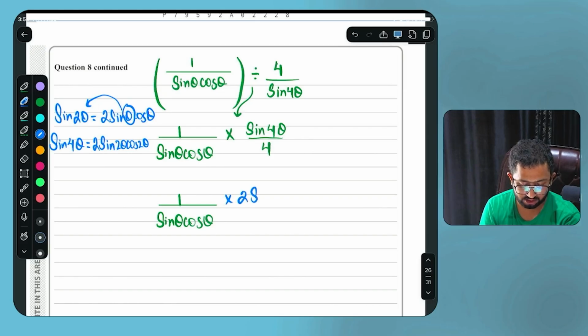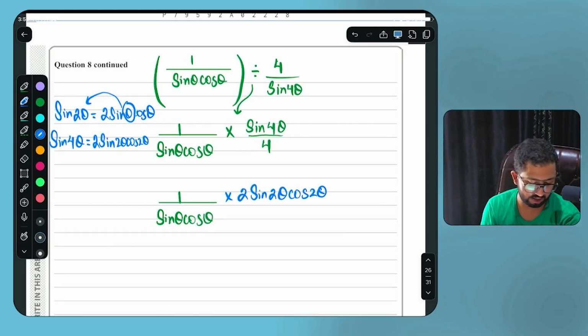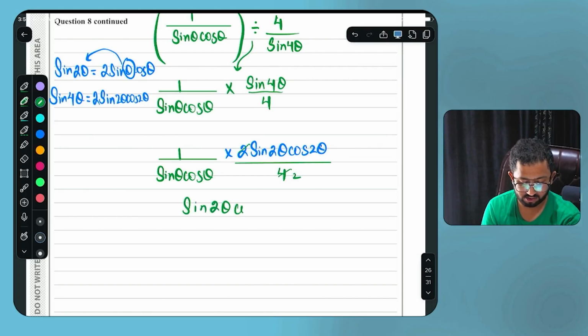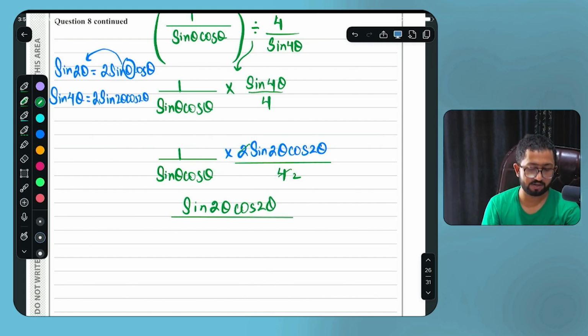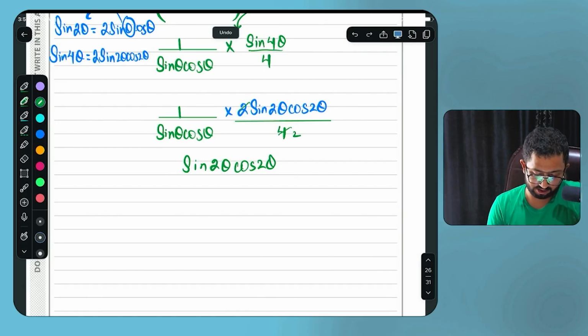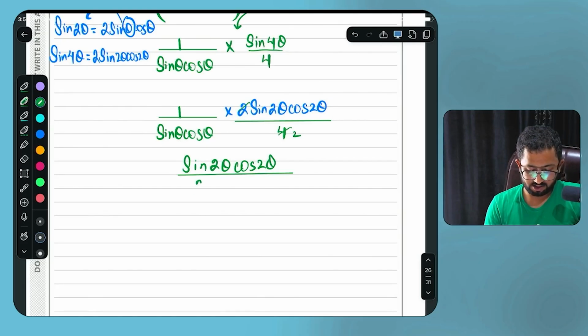So 2 sine 2 theta into cos 2 theta divided by 4. So 2 2s are... Can you see there are sine 2 theta and cos 2 theta clearly? Hello, hello. Keep your eyes on the screen. 2 sine theta into cos theta.